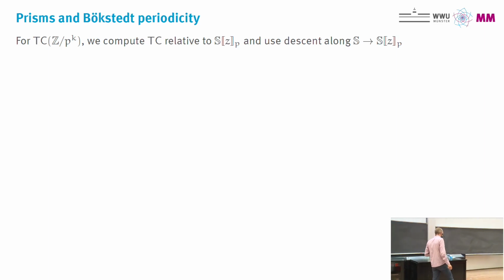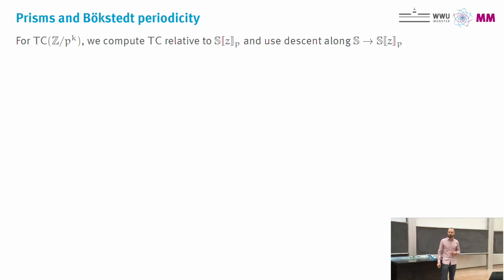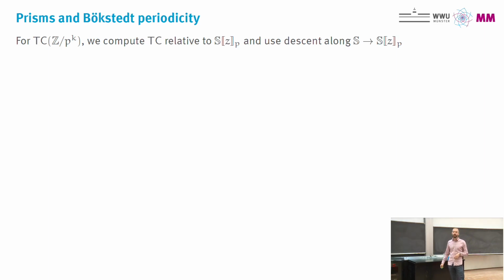And the idea is something we stole from what people did in p-adic Hodge theory, which is to work relative to a uniformizer, relative to p. So in some sense, we work relative to a variant of the sphere spectrum, a spherical polynomial ring, where you adjoin a polynomial or power series variable to the sphere, and then you compute a relative version of TC relative to that, and then you descend along the map from the sphere to the spherical polynomial ring. So that's what we actually do.